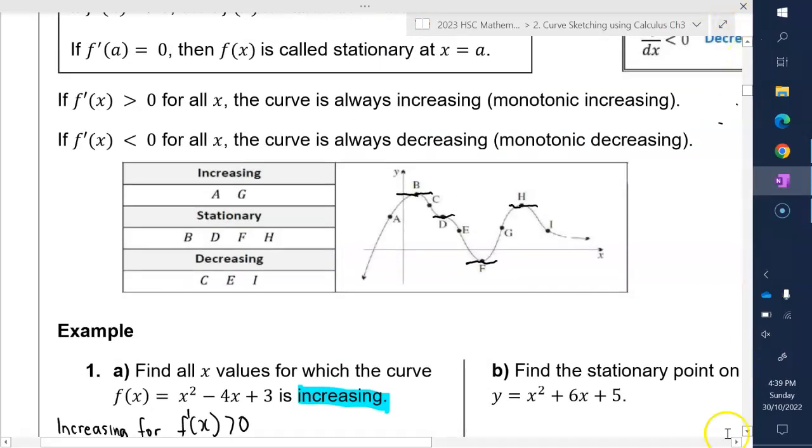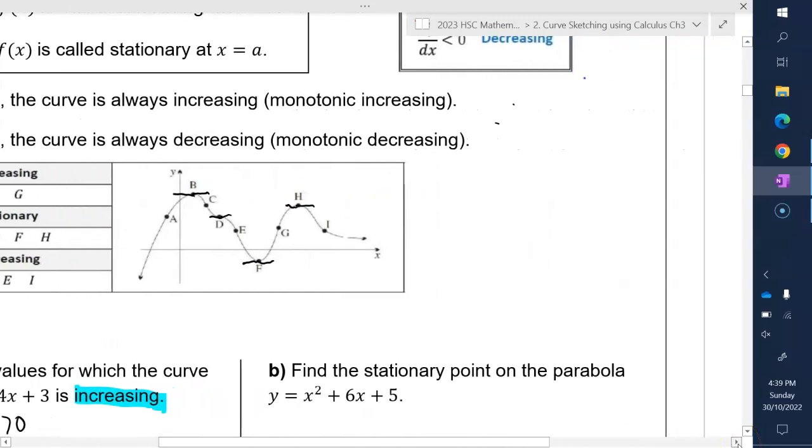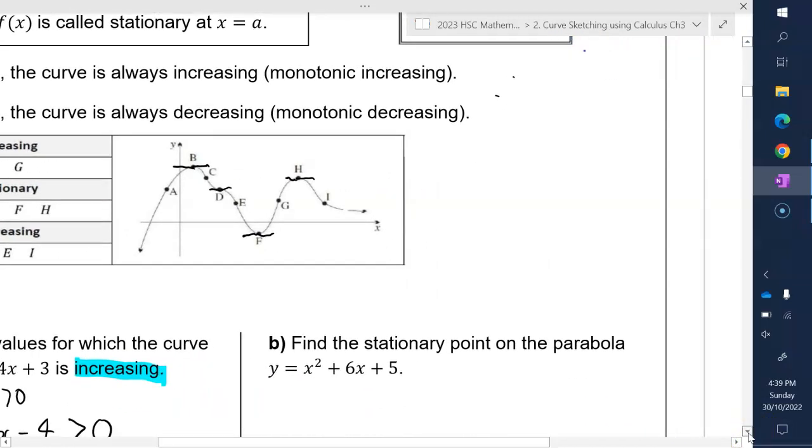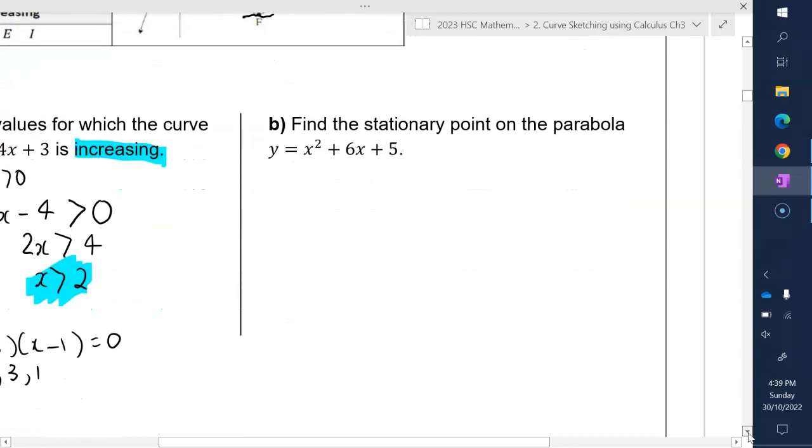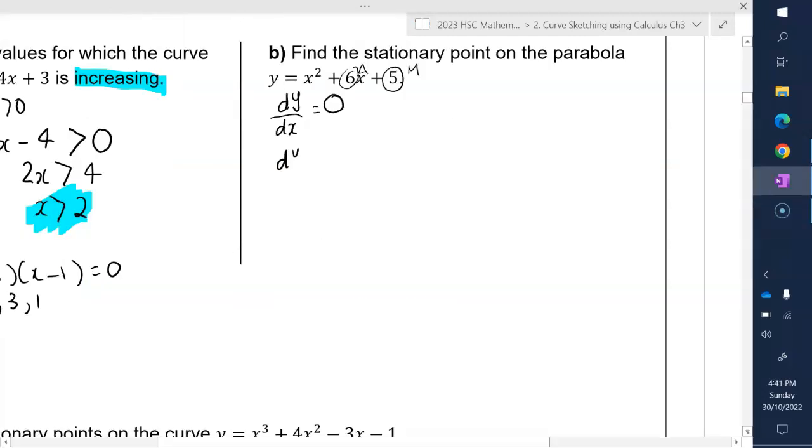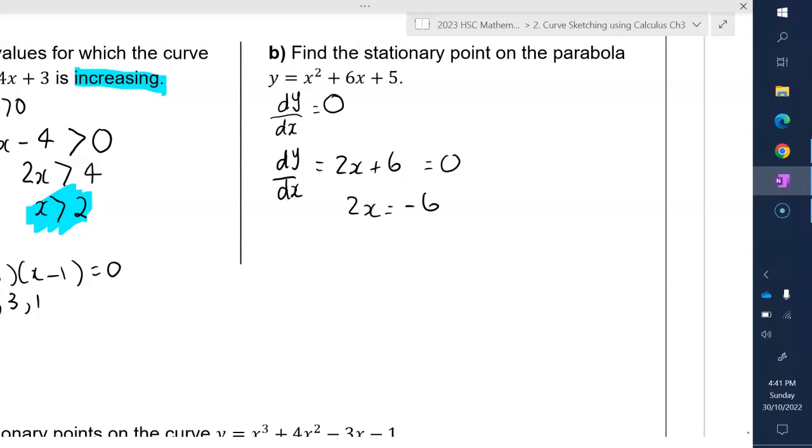Okay, let's look at the second one. Our second example: find the stationary points on this parabola. Remember, the stationary points, from our information up above, are where, and I might just use dy dx this time, same thing as f dash of x, equals 0. This is where the tangent to the curve is flat. So let's find what dy dx is. dy dx is going to be 2x plus 6. Where is that equal to 0? 2x will be equal to minus 6, and x will be equal to minus 3.